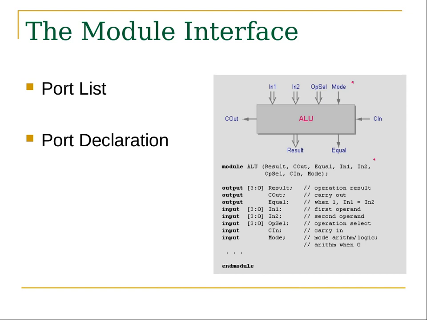So it's 3 to 0. How many wires is that? Four. Remember, 0 counts. Yeah, remember 0 is a very important number. You can specify wire 0, 1, 2, or 3.